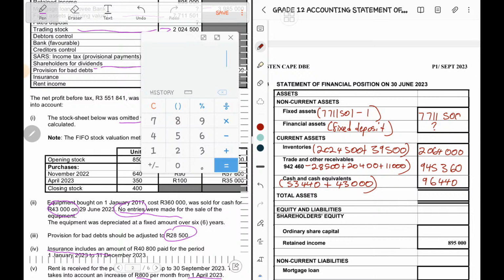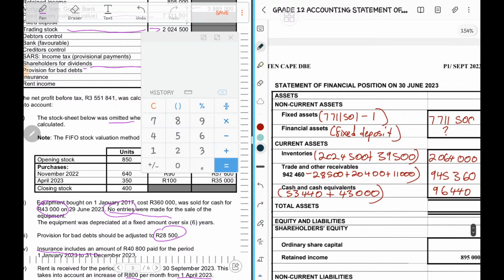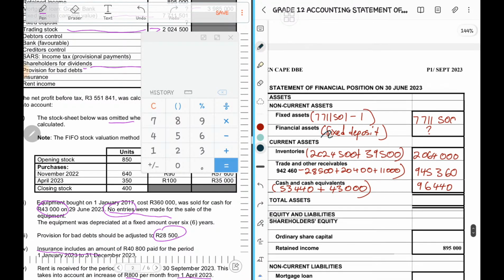Current assets meaning that we are going to add everything that is here. So we are not going to beat around any bush. Anything that is inside the box will form part of our current assets. We are going to add it together. So for those of you who are still finding it difficult, let me show you how we are doing it.